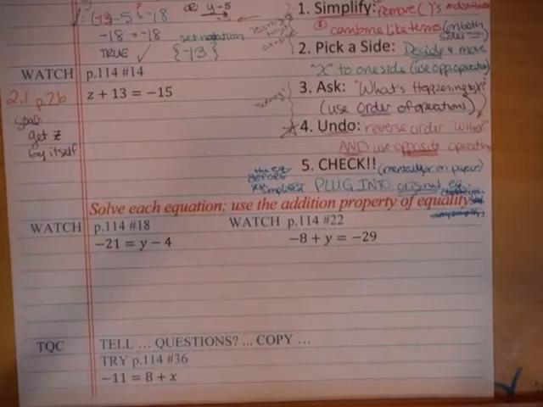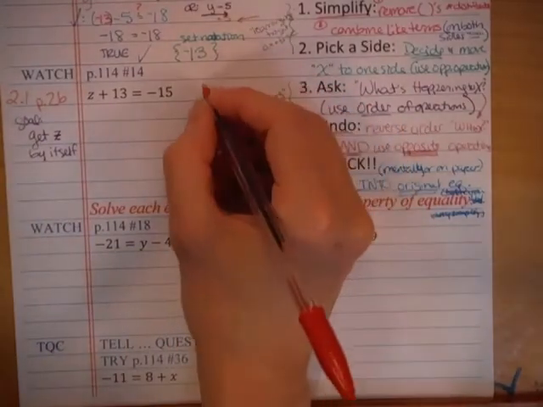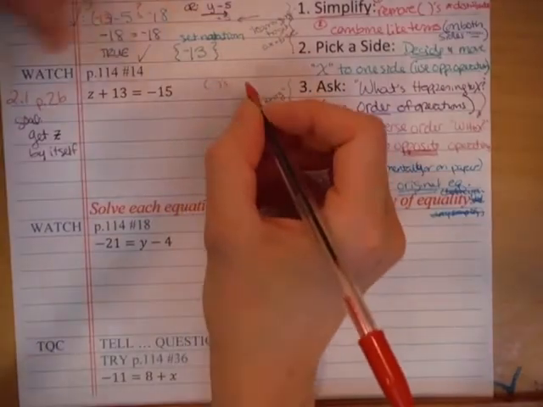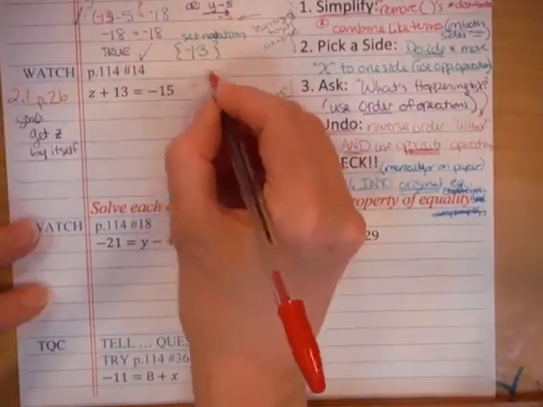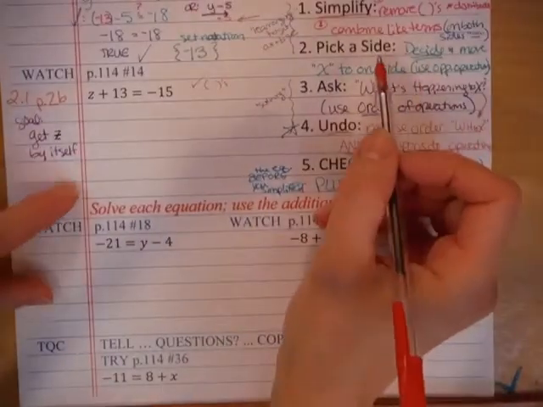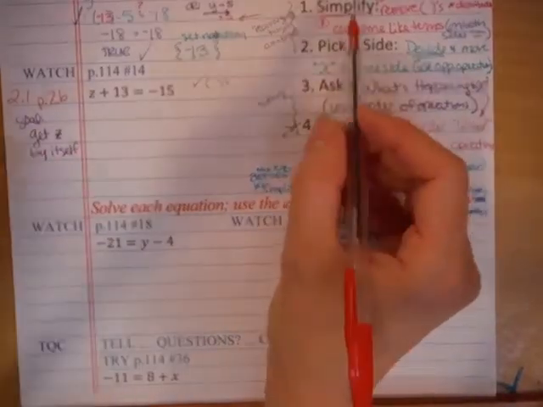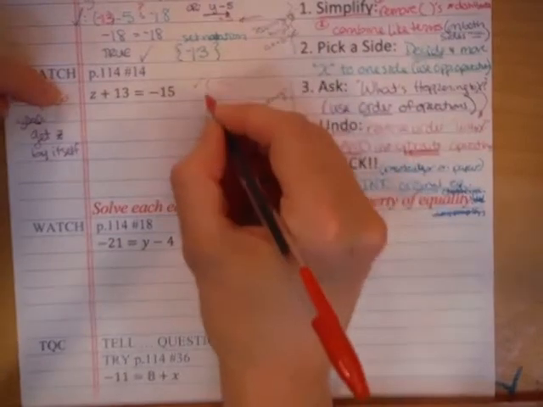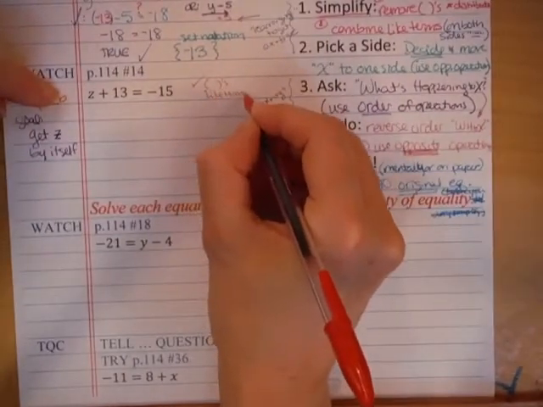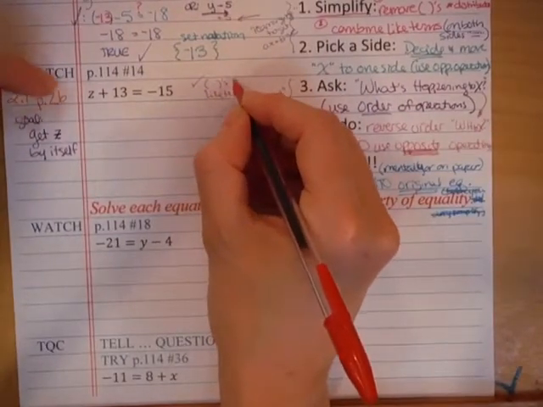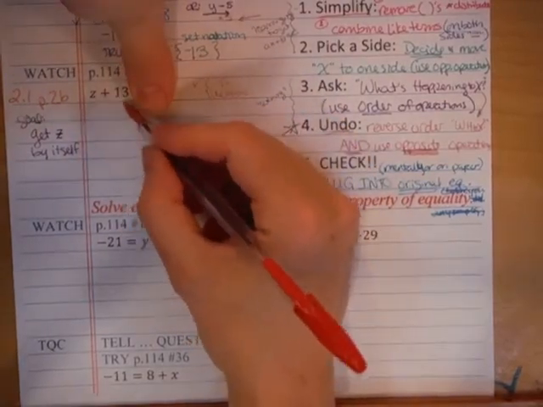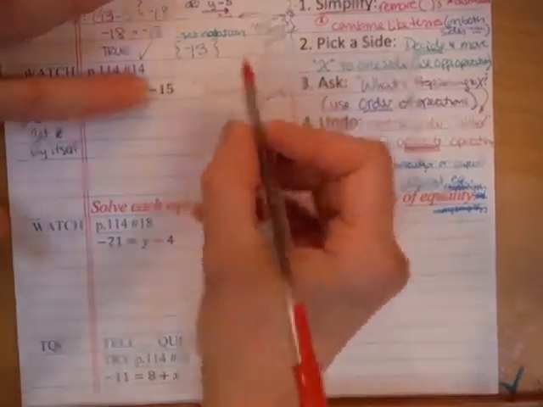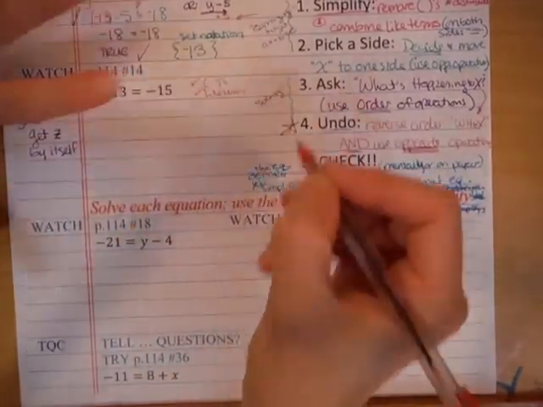So the very first thing we need to check for is, do we need to do any simplifying, which means you're looking for any parentheses on either side of the equal sign. In this case, there's no parentheses, so already done for us. We don't have to worry about that right now. Next thing we look for is, are there any like terms? Again, I go to the left side of the equal sign. There's no like terms, z plus 13. I go to the right side of the equal sign, no like terms. So that's taken care of.